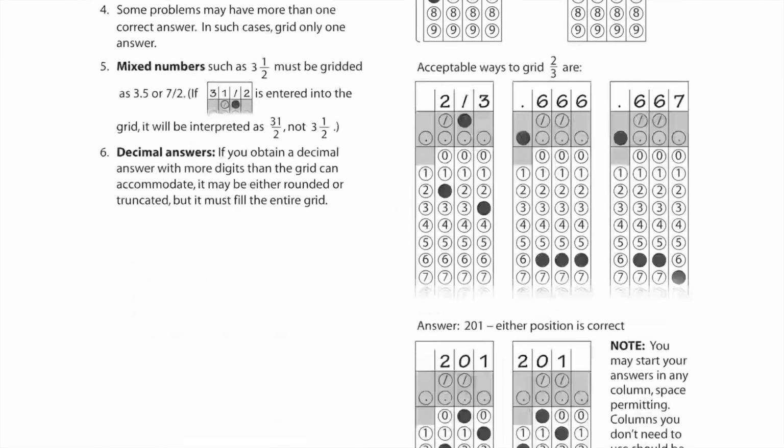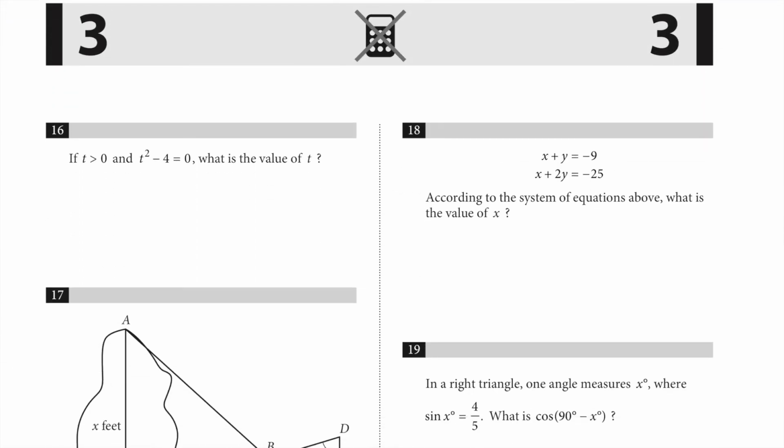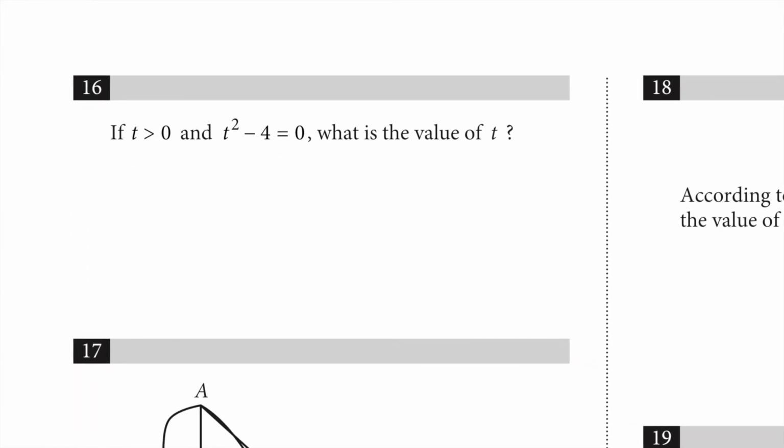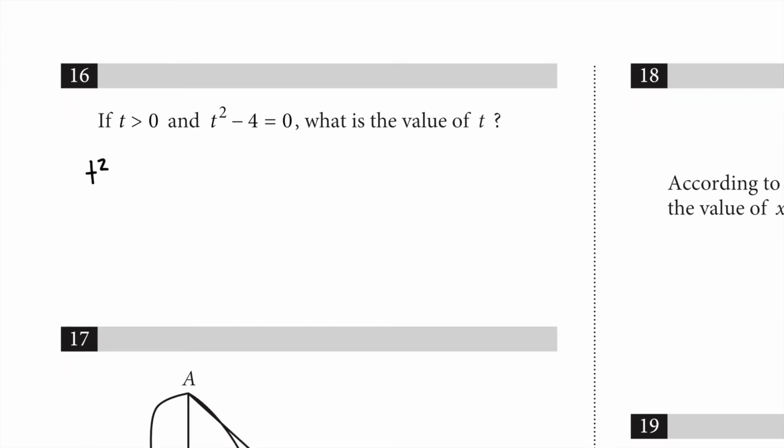Now we're getting away from the multiple choice section and we're going to more of a free response section. So we're told that t is greater than 0 and t squared minus 4 equals 0. We want to find the value of t. So we have our expression t squared minus 4 equals 0, and we want to get t squared alone. So we get t squared equals 4 because we just added 4 to both sides. Then we take the square root of both sides and we get t equals plus or minus 2.